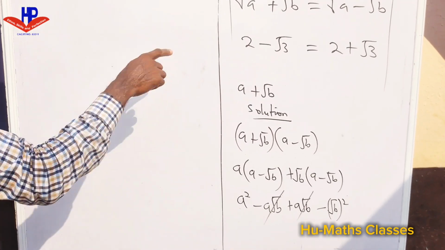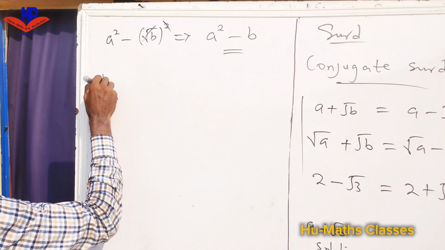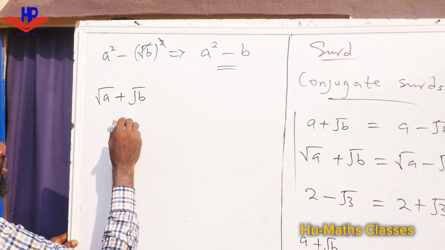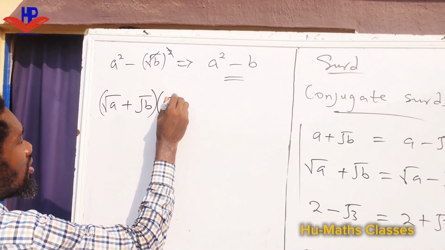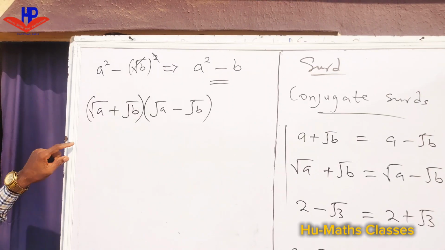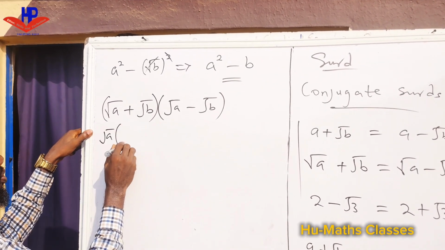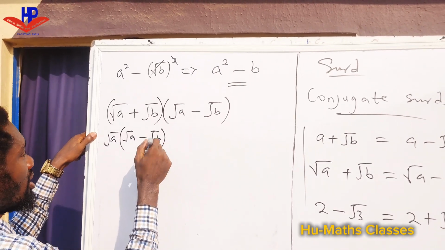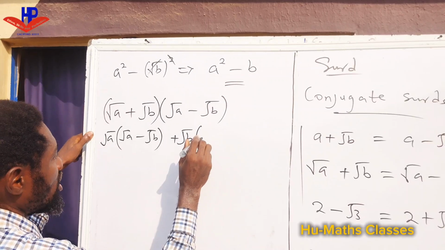Let's take another example. The next example, you have there root a plus root b. You're asked to multiply it by its conjugate. So I'll have this root a minus root b. So the first element here is root a. It will be used to open up the next bracket. The next element is plus root b. It will be used to open up the next bracket.